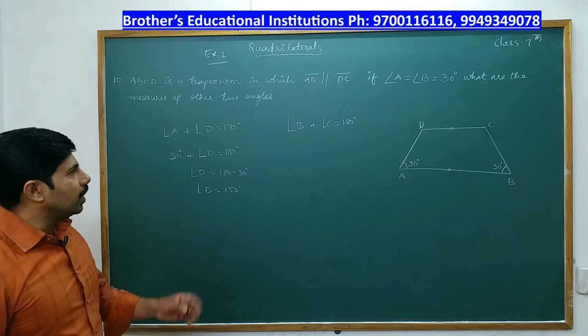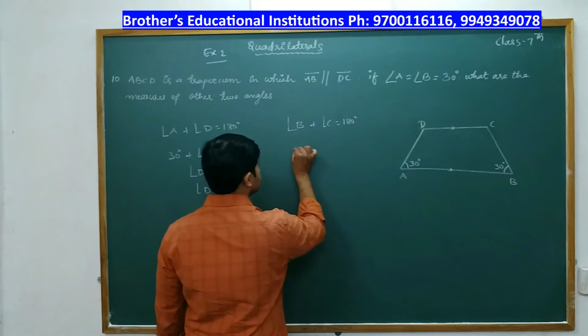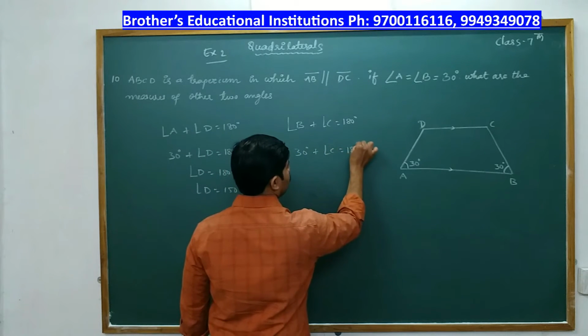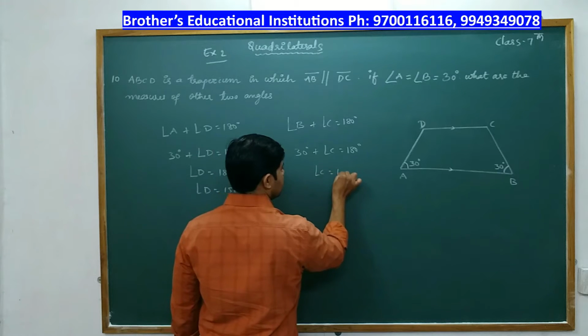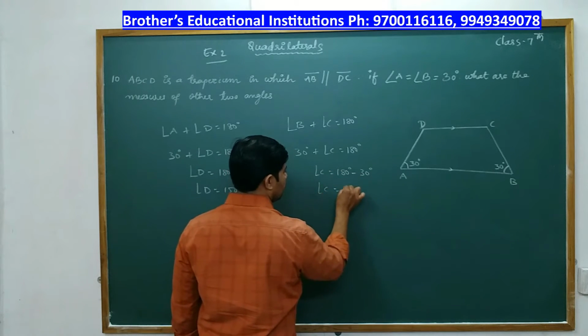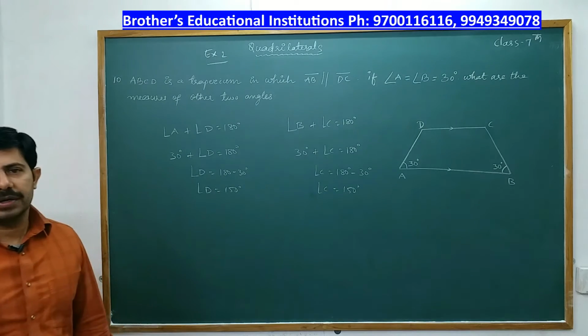Okay, now we'll find out the angle C. So angle B is 30 degrees plus angle C is equal to 180 degrees. So angle C is 180 minus 30, so angle C will be again 150 degrees. Okay, so this is completed.